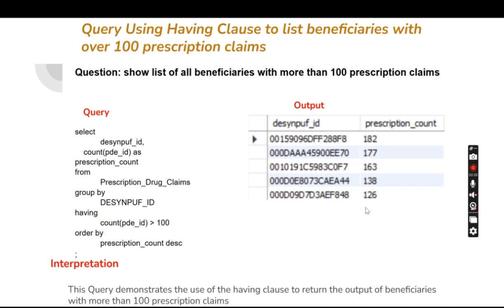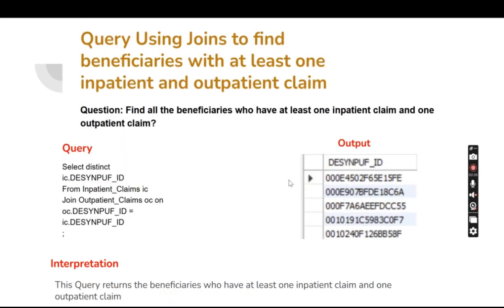For the next query, I tried to show using joins to find beneficiaries with at least one inpatient and outpatient claim. So the question was, find all the beneficiaries who have at least one inpatient claim and one outpatient claim. So here's the query, the output, and for interpretation, this query returns the beneficiaries who have at least one inpatient claim and one outpatient claim.